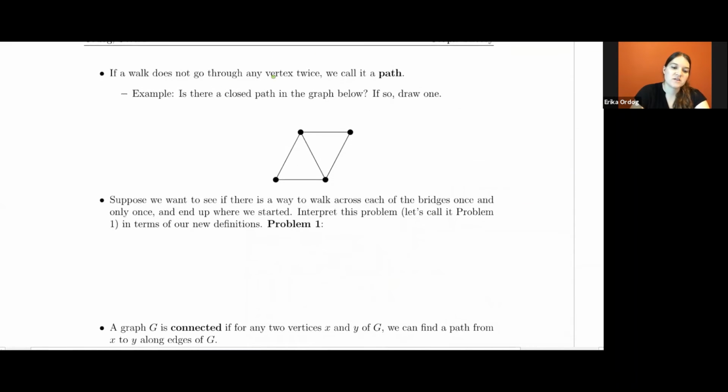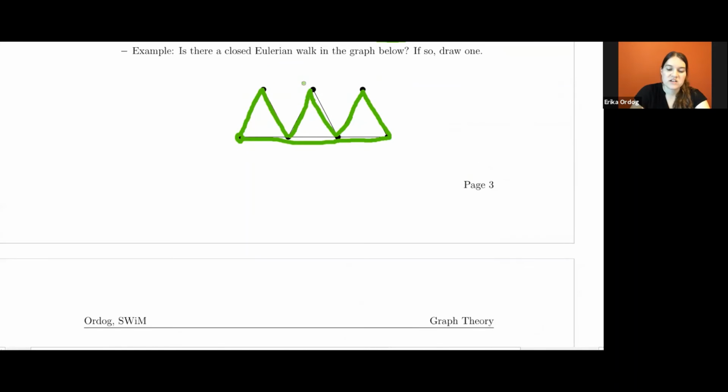If a walk doesn't go through any vertex twice, it's called a path. So notice this walk that we drew here, this is not a path because we go through this vertex twice. We went through when we entered up here, and then we went through again when we were going through the edges on the bottom.